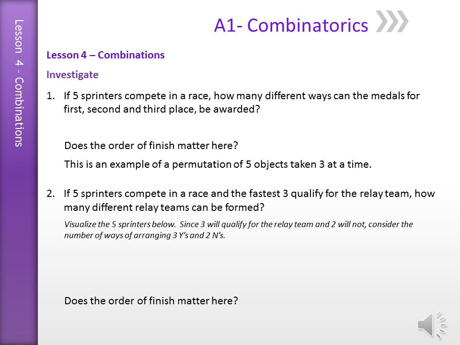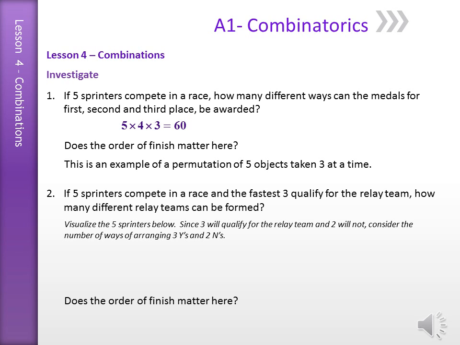Lesson 4, Combinations. Number 1. If 5 sprinters compete in a race, how many different ways can the medals for first, second, and third place be awarded? We know how to do this. The 5 sprinters could come in first. Then we have a choice of 4 to come in second. And then the choice of 3 for third place. 5 times 4 times 3, which equals 60.